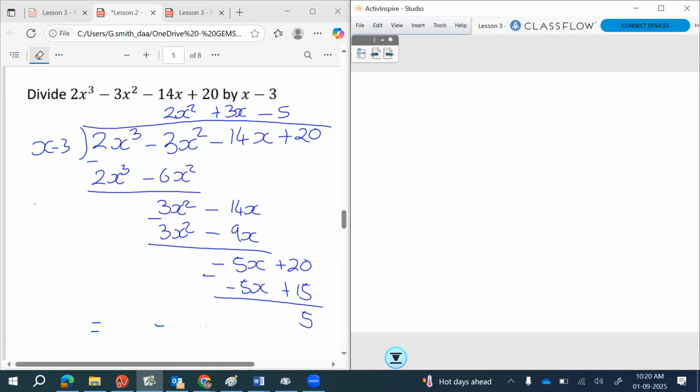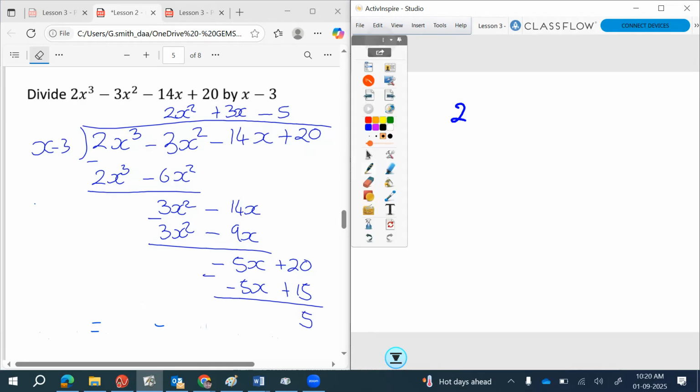Only use this one where you have a root, or where your a value is a whole number. When it's not, don't use this technique. But when you use it, it can be really quick. I'm going to show you how to do it. We take the polynomial and take off the coefficients. I'm just going to do a couple of examples.